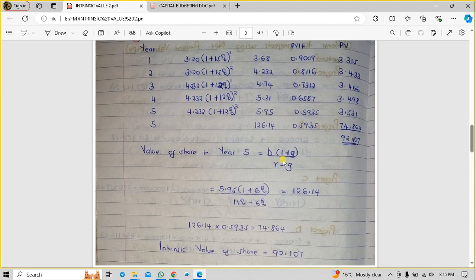So here you just use this formula and you put in the values. Any question about how to calculate the intrinsic value of the share?